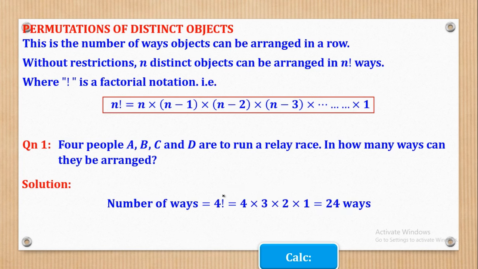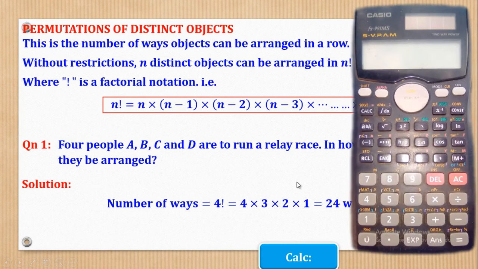The good thing is that with a good calculator, you can easily move from this to this. For example, if I have an fx-991, to get 4 factorial, you'll press 4 here. You will also realize that there is a factorial here, but this factorial is in yellow. To get what is in yellow, you first press shift. After pressing shift, you press this button and you'll see 4 factorial on your calculator. After that, you press the equal sign.